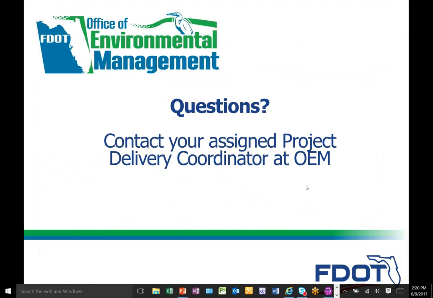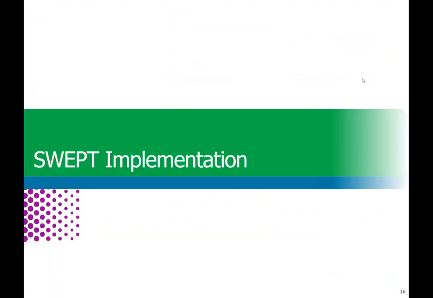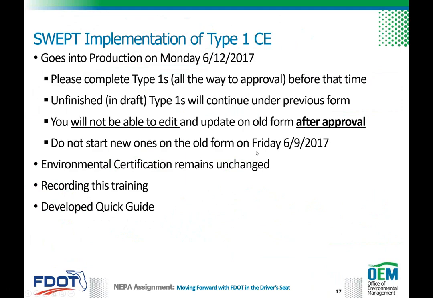One more question. Do we have to redo a Type 1 checklist that is already set up in SWEP that has not been sent for approval yet, or do we have to prepare it again in a new form? So interestingly enough, I'm going to move on to the next section, and that is the answer to your question.